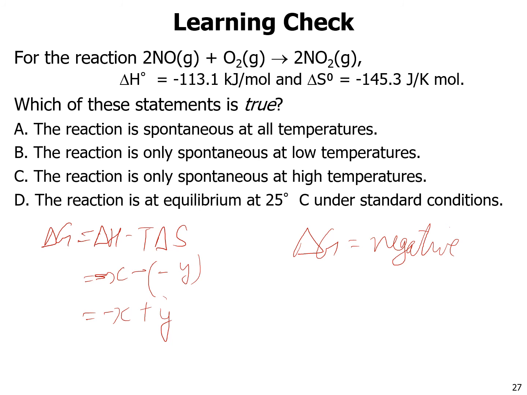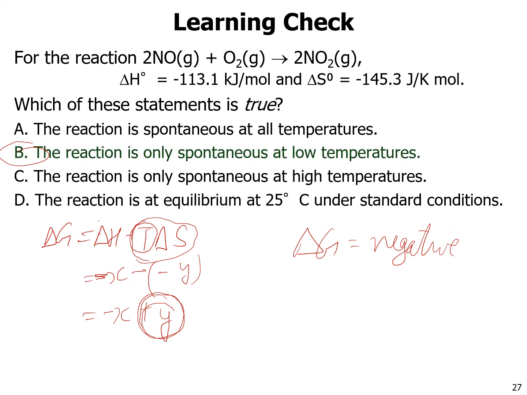Temperature. Because delta H is constant, I can't change it. Delta S is a constant value, I can't change it. The only thing I can change here is temperature. So in order to have my delta G be negative, I want my value of Y to be small, meaning I want this value to be small. So I want my temperature to be low, correct? So this reaction is only spontaneous at low temperature. So my answer is B.